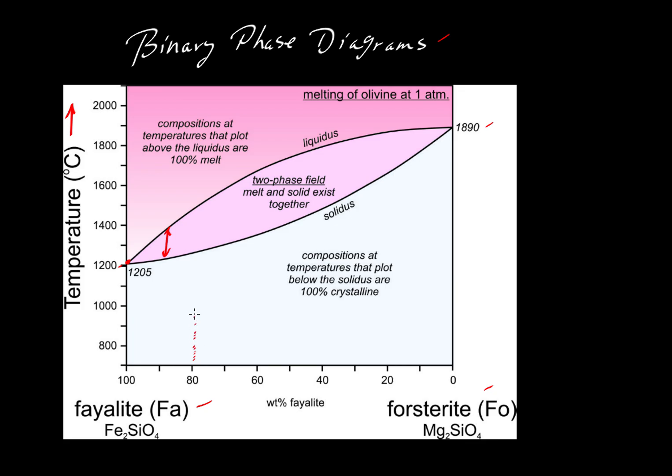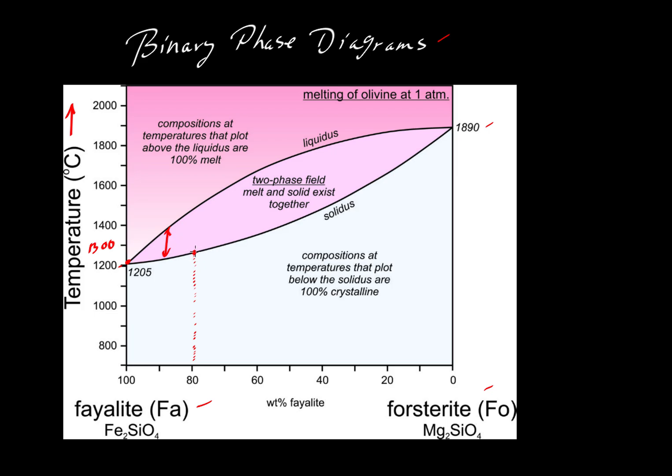Well, it's not going to have a sharp melting point. I'll try to draw a vertical line, not perfectly vertical, but probably close enough for our purposes. And it's going to hit the solidus here at a temperature somewhere between 1200 and 1300 degrees centigrade. So there's the 1300 degrees centigrade hash mark there.